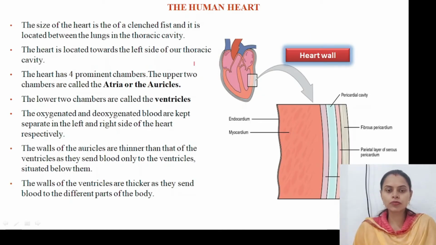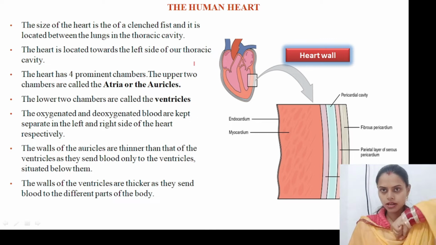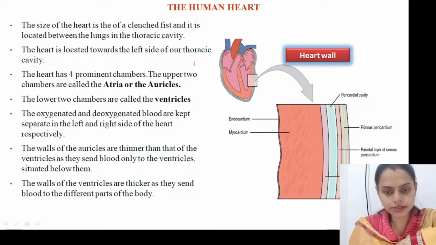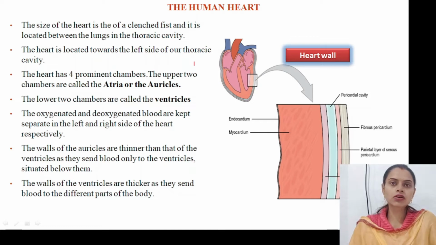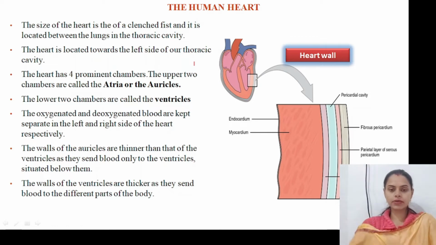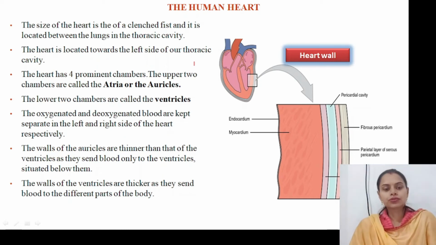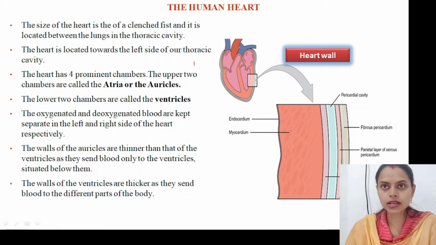Talk about the human heart. The human heart's structure is like a clenched fist. You know what a clenched fist is, this one. The fist-like structure of the heart is located between the lungs in our thoracic cavity. What is our thoracic cavity? This position. The heart is located toward the left side of the thoracic cavity.